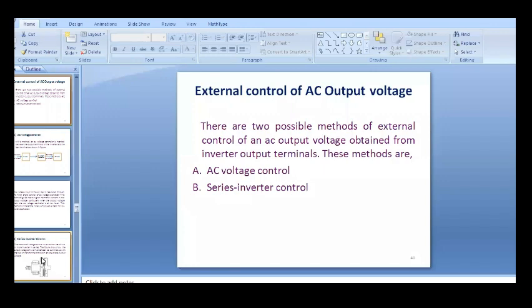For the AC voltage control, there are many systems to control the AC voltage, as well as the series inverter control. How?